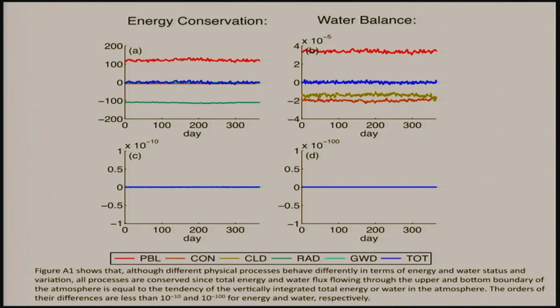If you look at the order of magnitude, for energy we have a 10^-10 order of conservation. For water, we have a 10^-100 order of water balance. So the model did a pretty good job guaranteeing both the energy and water cycle. It's very useful, and long-term simulation is going to benefit from this conservation.